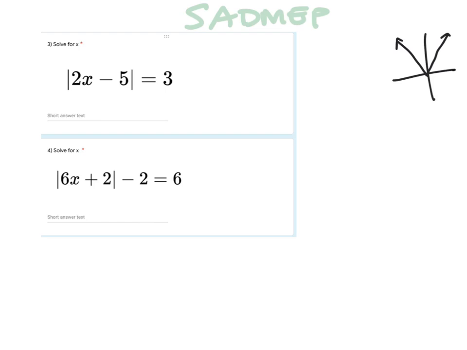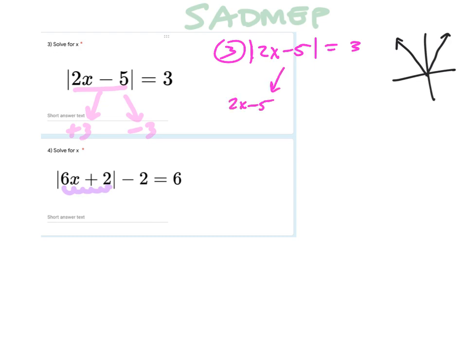Anyway, what happens is all this stuff in here is either +3 or -3. So this I can't touch until I move the 2, just for the record. Let's call this 1, and then we'll call this 3. Okay, let's do number 3 first. I'm going to rewrite it over here. 2x minus 5 is equal to 3. So I'm going to have two equations: 2x minus 5 equals positive 3, and 2x minus 5 equals negative 3.